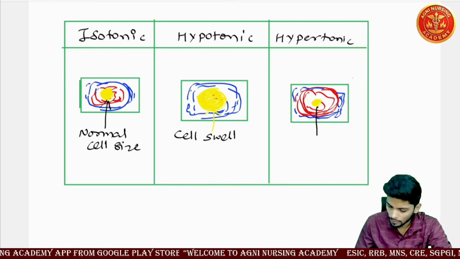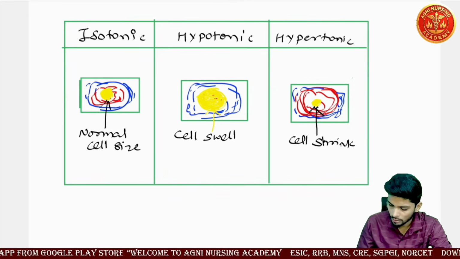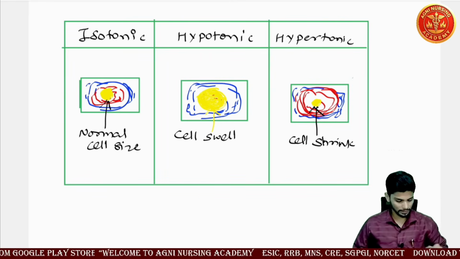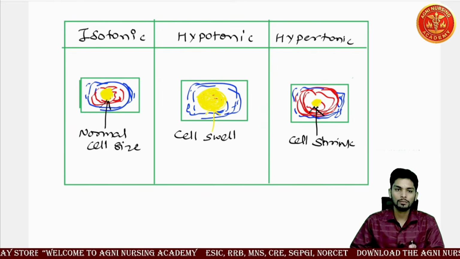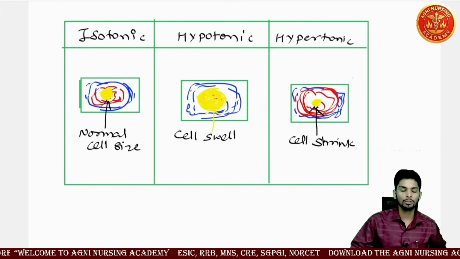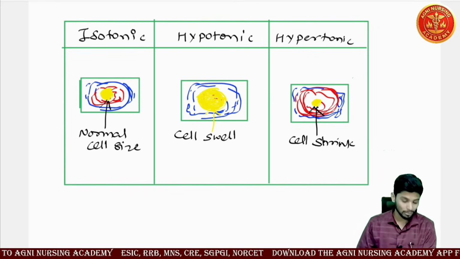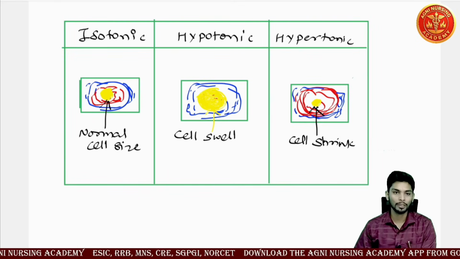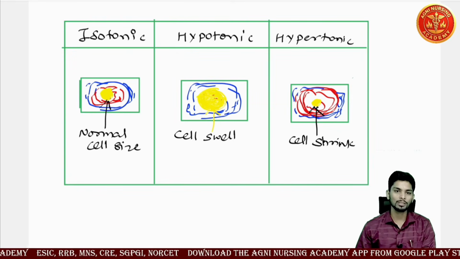Here, what happened? The cell shrinks. Okay, this much is clear. So here in isotonic solution, the concentration of solute is equal to the concentration of solvent. Means the cell size will be normal cell size. Okay, normal size only. It remains the same.